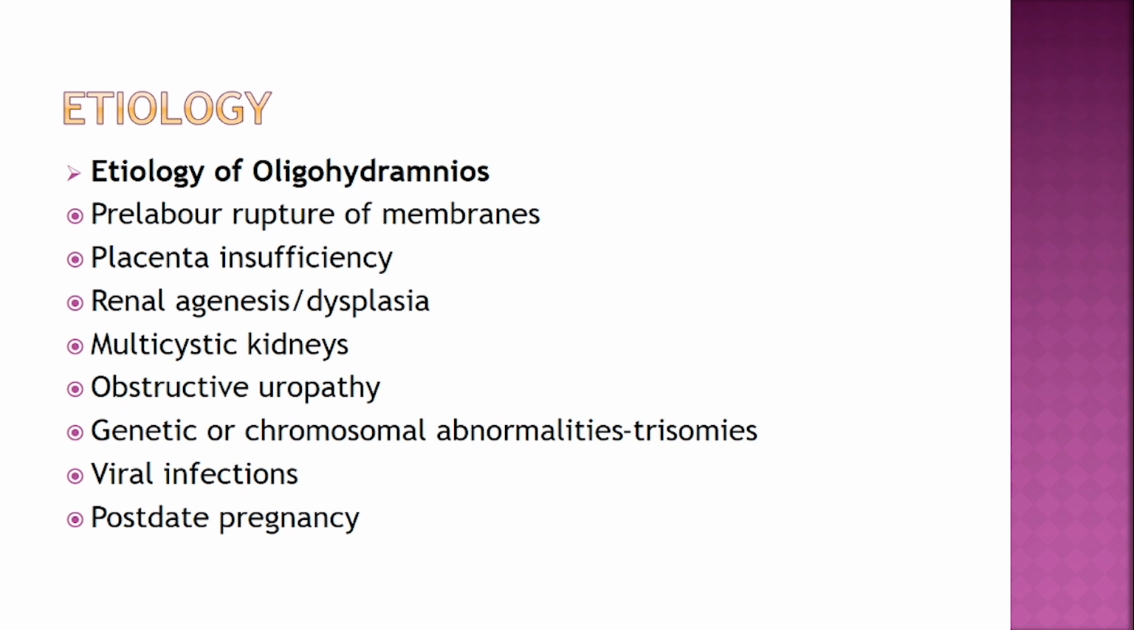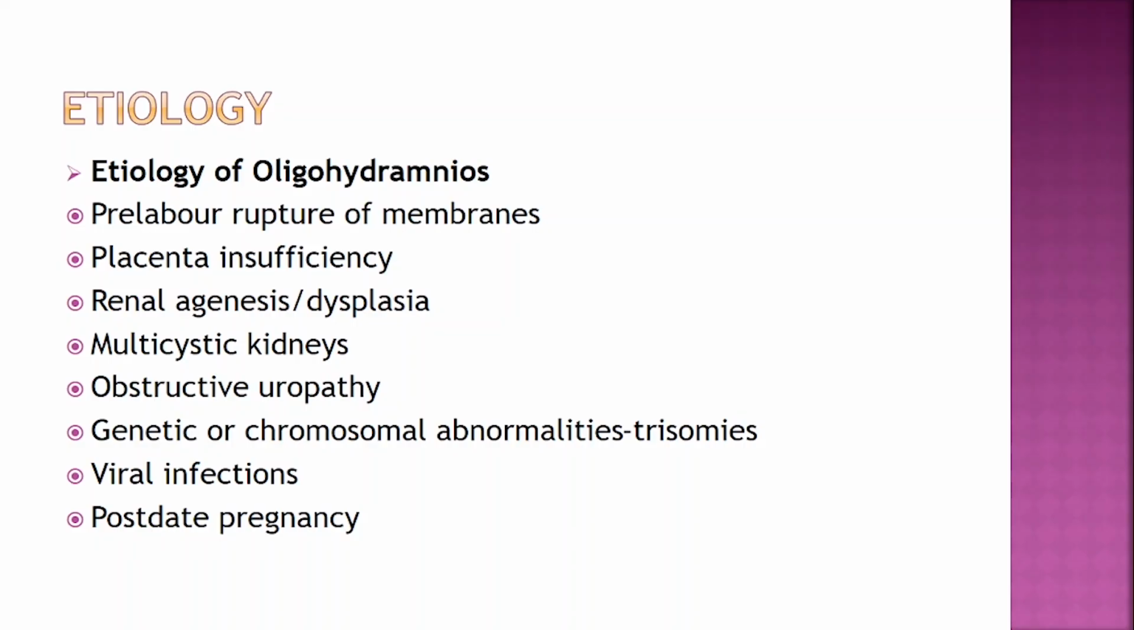This is another fetal anomaly. We said that mainly from the 16th week upward, the amniotic fluid is being produced basically from fetal urine. So when there is defective production of urine by the fetus, from renal malformations like polycystic kidneys, renal agenesis or renal dysplasia, then there will be oligohydramnios because there will be reduced production. Also, obstructive uropathy.